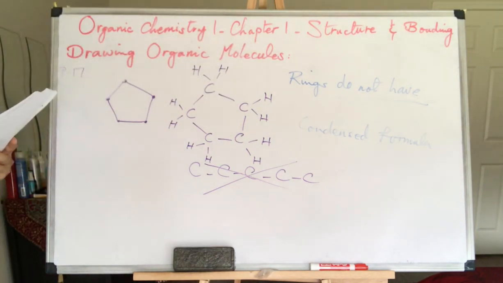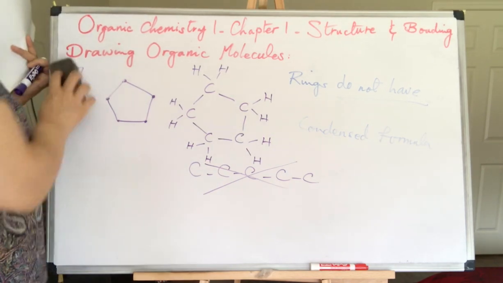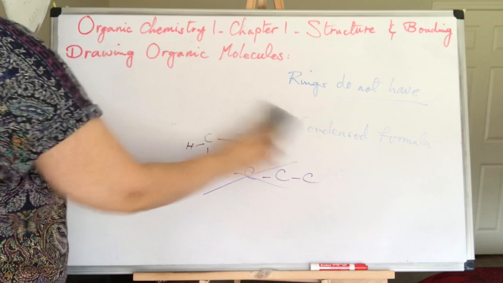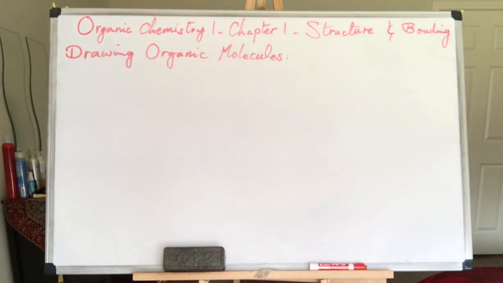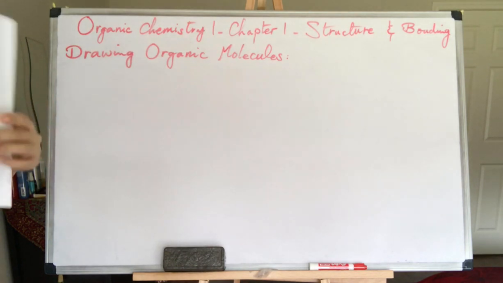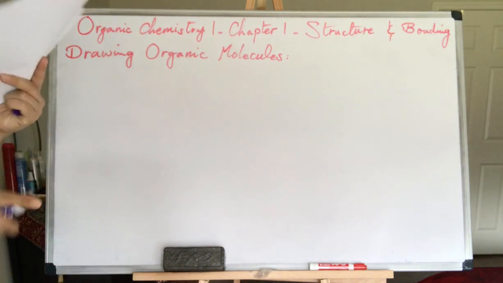So it seems like dealing with the rings is easier, right? So you work it for the other cyclic compound, and let's move on to page 18. Page 18 is asking us if these two molecules in each pair are identical or isomers. Do you remember the definition for isomers? They're the molecules with the same formula but different arrangement of atoms.